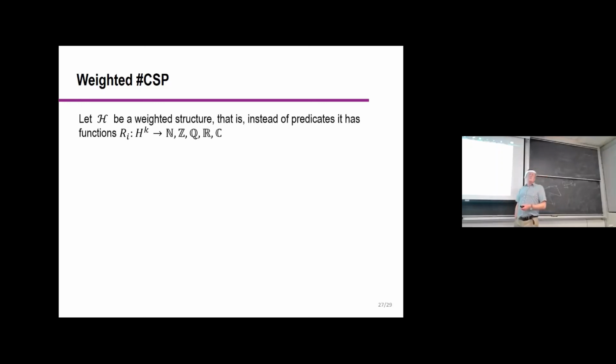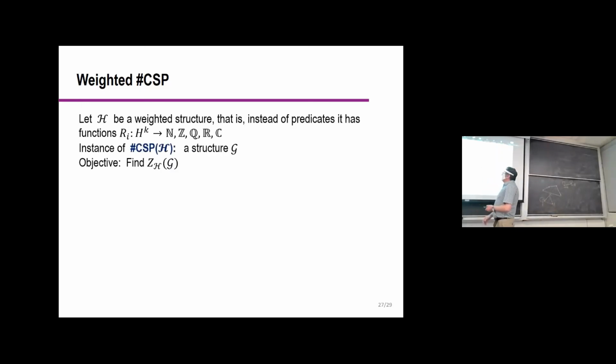So I can look at weighted structures. Like for instance, for graphs, I can have unweighted graphs, or I can put weights on edges of the graph. I can do the same thing for structures, and this basically means that I replace the predicates in my structure with functions that may have natural values, integer, whatever, up to complex values. You can go further even than that. Then an instance of such a problem is going to be a structure, and the goal is to compute some value, which is defined as follows.